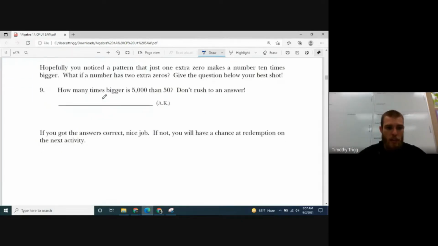Now let's take a look at number 9 here. It says how many times bigger is 5,000 than 50? In this case, from 50 to 5,000, we're not adding just one zero, we're adding two zeros, aren't we? So 50, you'd have to add two zeros to get to 5,000. So how many times greater? It's actually going to be 100 times greater. So the number of zeros you add tells you the number of zeros that need to be multiplied by, essentially.